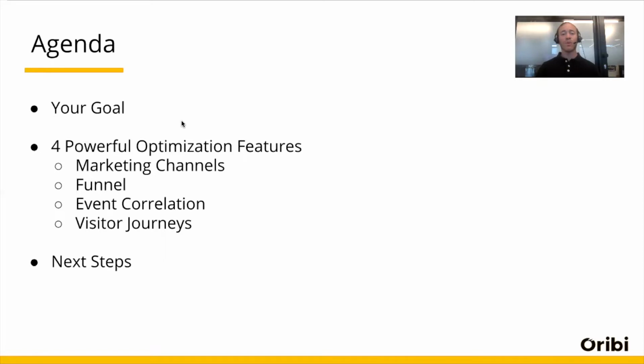Then we'll look at 4 powerful optimization features. We actually, by the way, might look at a couple more. We'll see. The first is marketing channels. So again, making sure that we're investing in channels that bring converting traffic. Second, we'll look at funnels, understand where we might be losing potential customers. Third, event correlations, making sure that our micro conversions, such as blog posts, newsletter signups, etc., are positively correlated with our main conversion metric so that they are helping us to convert traffic.